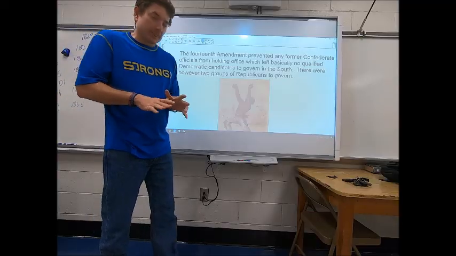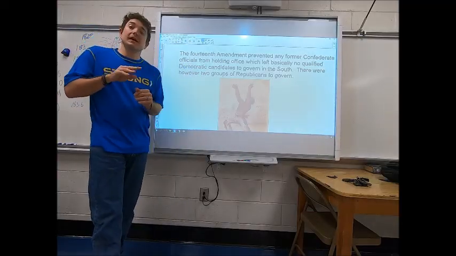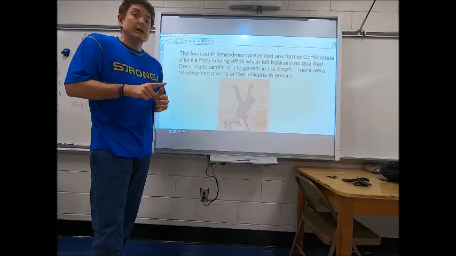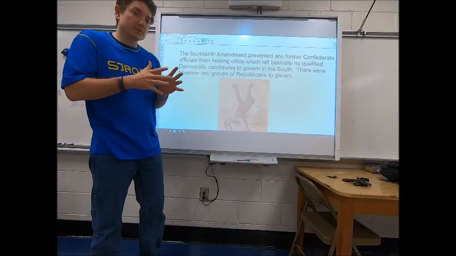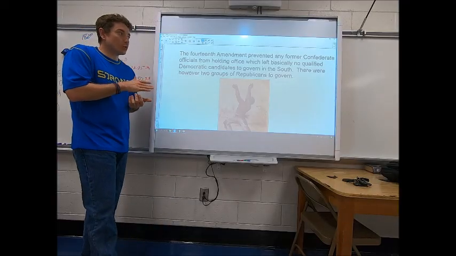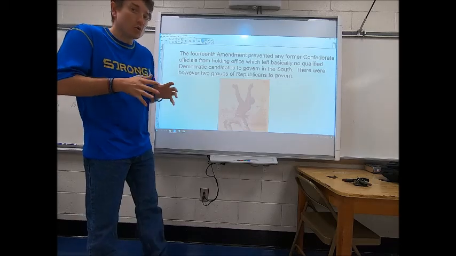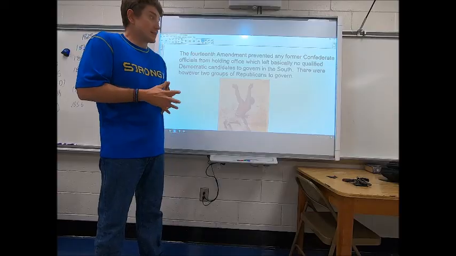14th Amendment prevented any former Confederate from holding office. Remember, 14th Amendment had two parts. Part number one said that blacks were now citizens. The other part was a punishment for Southerners. No former Confederate was going to be allowed to hold office, which basically meant that no qualified Democrat was allowed to be in any part of government in the South.